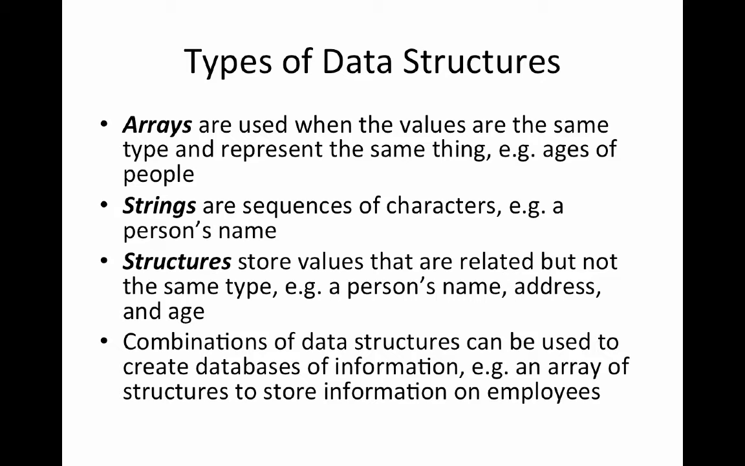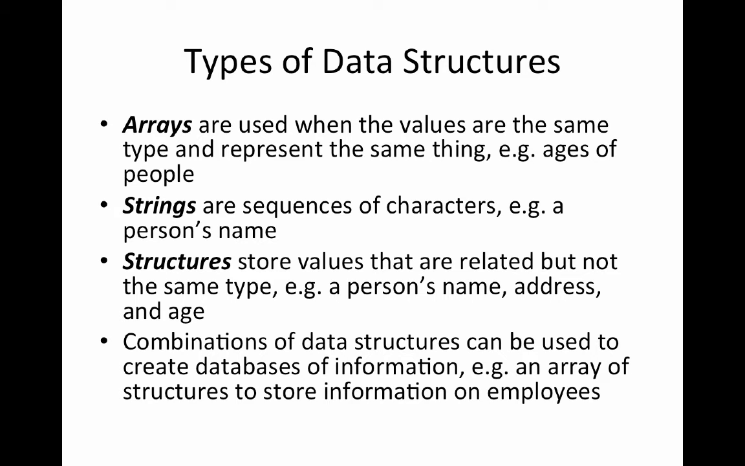Structures are a type of data structure that store values that are related, but they're not the same type. For example, if you wanted to store information about a person, you might have the person's name, the person's address, and the person's age. So those are all logically related in that they're all pieces of information about a person, but they're not the same thing, and they're not the same type either.